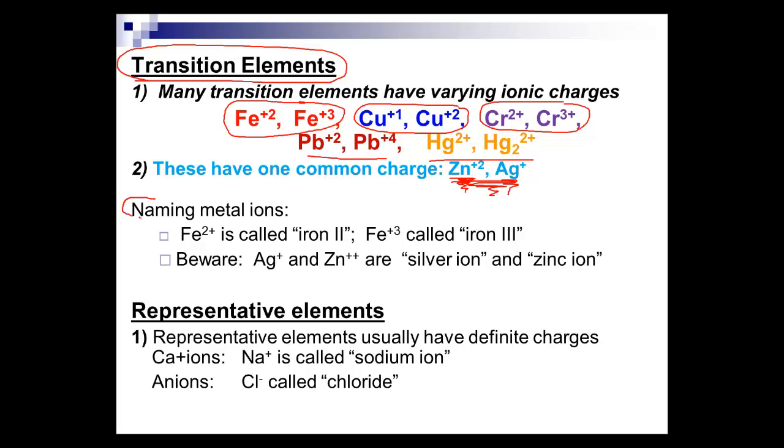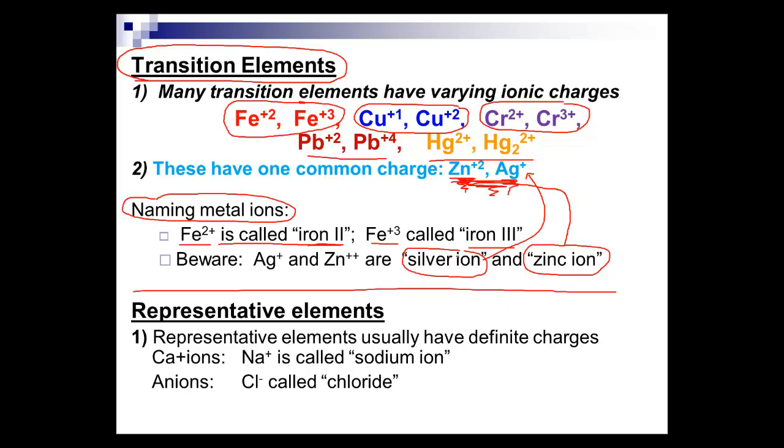Let's talk about naming these. What do you call them? Well, Fe with a +2 is called iron 2. Iron, Fe, with a +3 charge is called iron 3. This one is called zinc ion. You don't have to say zinc 2 because everybody knows it's a +2. And the other one is silver ion, and silver always gets a +1 if it has a charge.